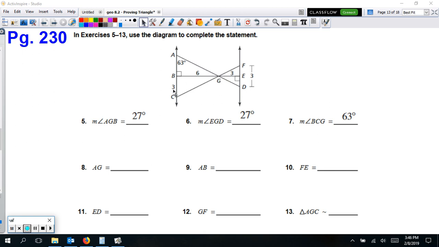So this is 3 on this side. It's going to be also 3 for AB. So we know that's 3. This is 6 from B to G. So using this right here as a hypotenuse, that would be like our c squared. So a squared plus b squared equals c squared. That's what we're going to start to do here.